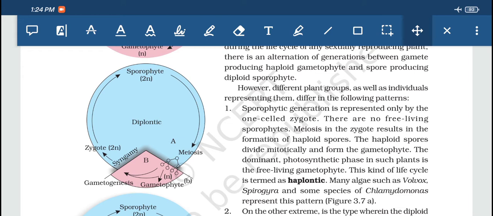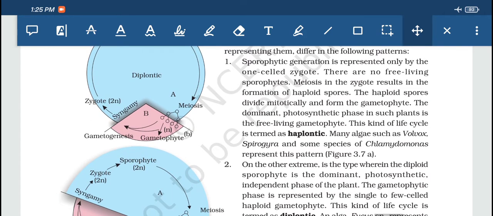The haploid spores divide mitotically to form the gametophyte. The dominant photosynthetic phase in such plants is the free living gametophyte. Gametophyte is free living and is very much dominant in haplontic kind of plants. This kind of life cycle is termed haplontic. Many algae such as Volvox, Spirogyra and some species of Chlamydomonas represent this pattern.